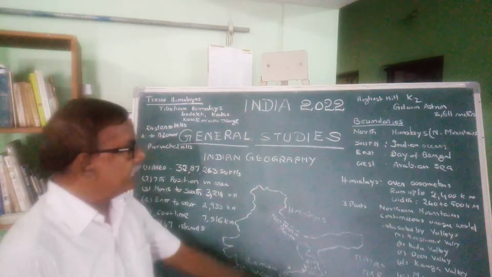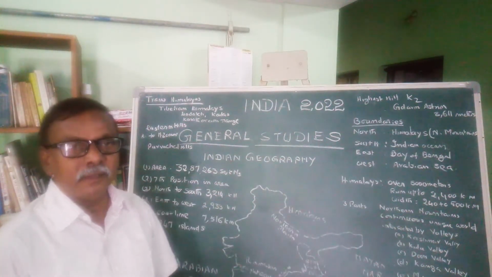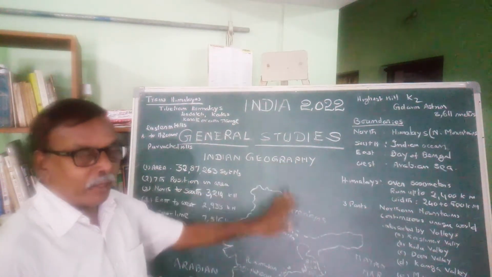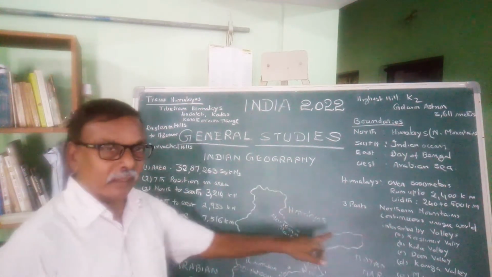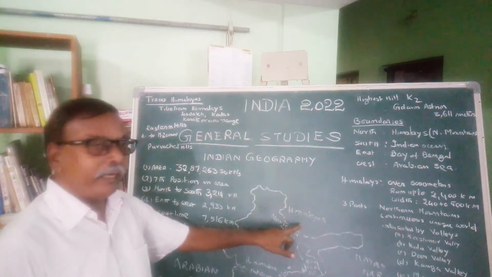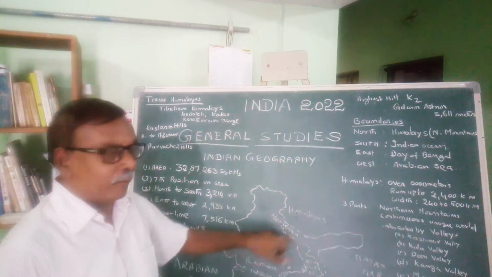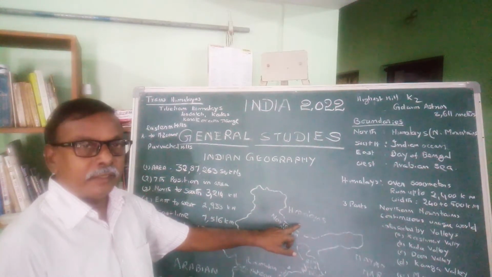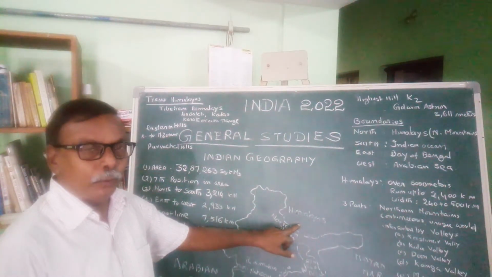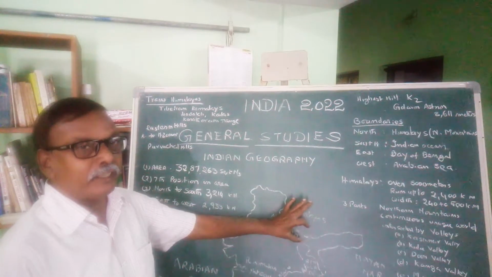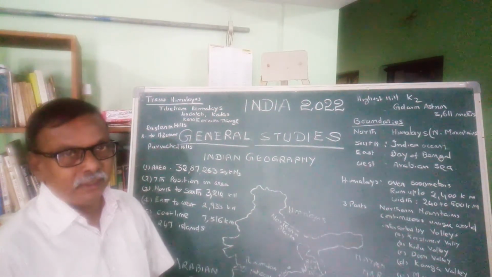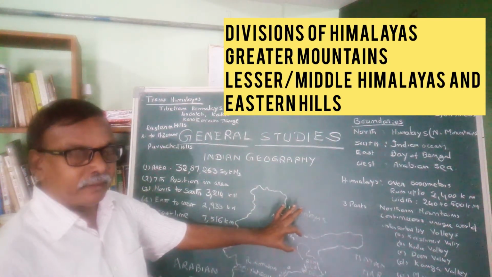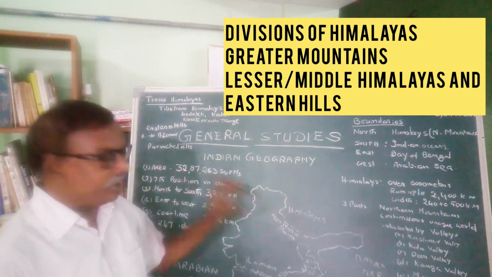Let us look at the Himalayas. The Himalayas occupy the northern part of India in the form of an arc. They separate India from our neighbors. The Himalayas are further divided into 3 main classes: the Greater Himalayas, the Trans-Himalayas, and the third one is the Eastern Hills.